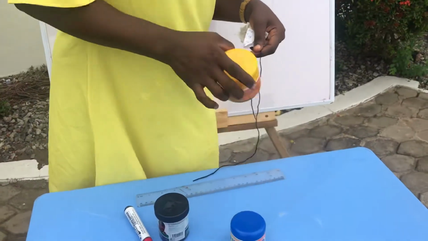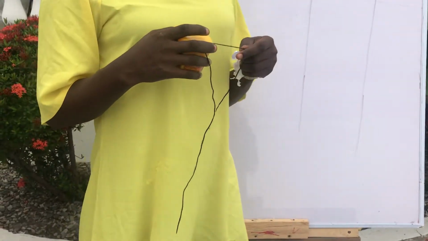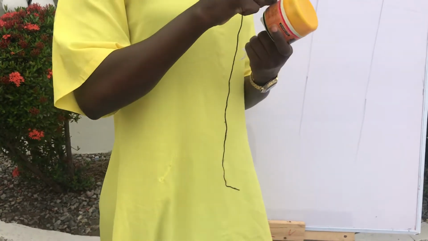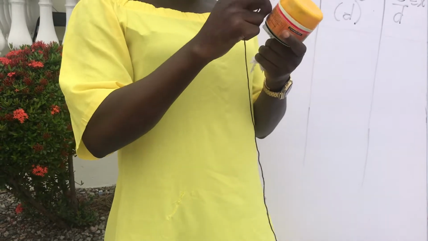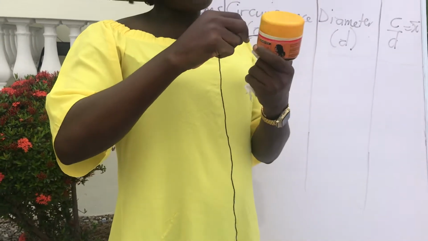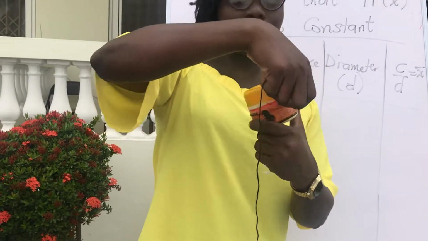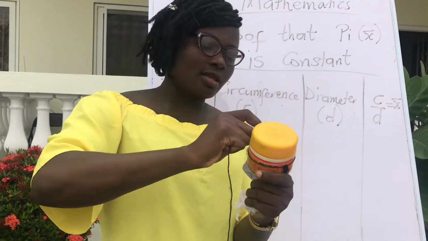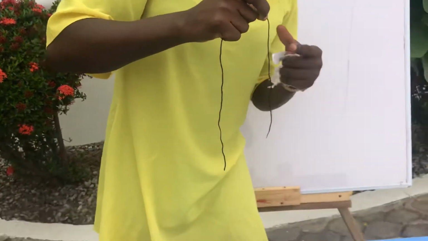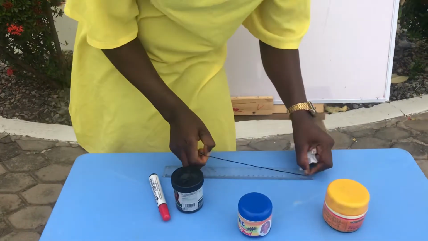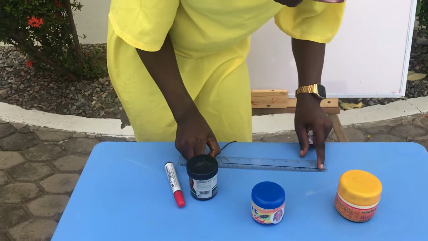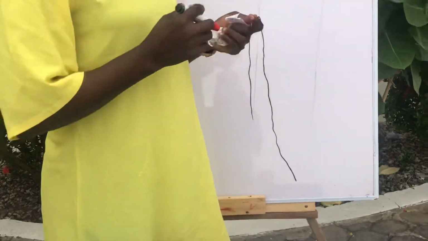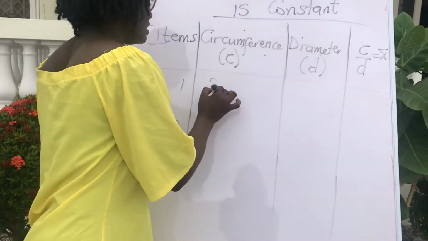So when we talk about circumference, I believe you know what a circumference is. It is the distance around a plane figure. So we are going to take the measurement of the total distance around this shape. So we round the thread around it. Good. Okay. And we take the accurate measurement on the ruler. Perfect. And we are getting 23.6 centimeters. So we record our answer.